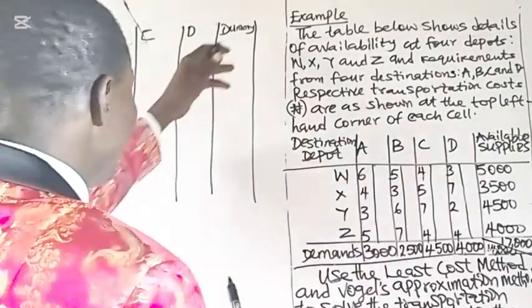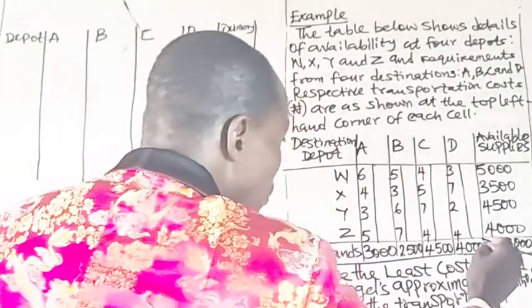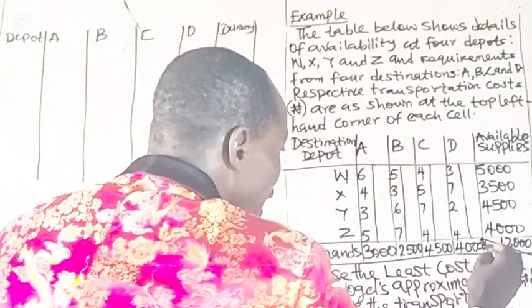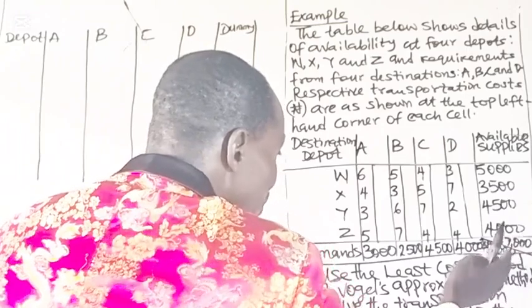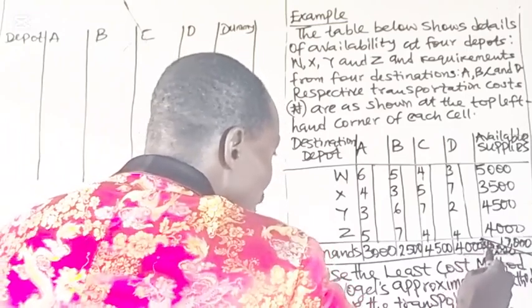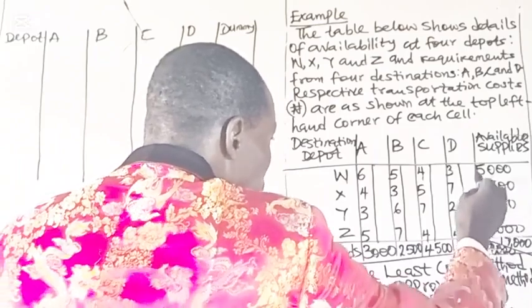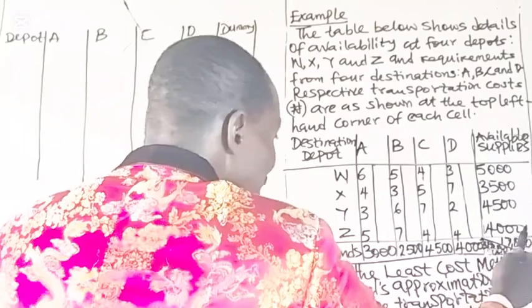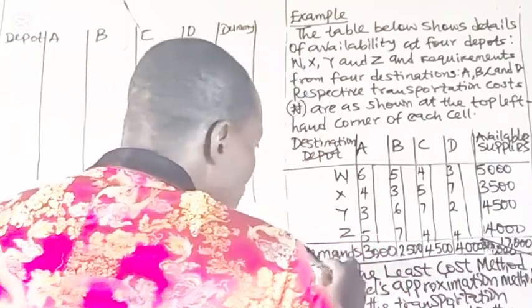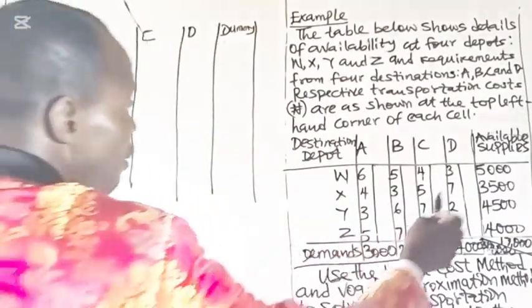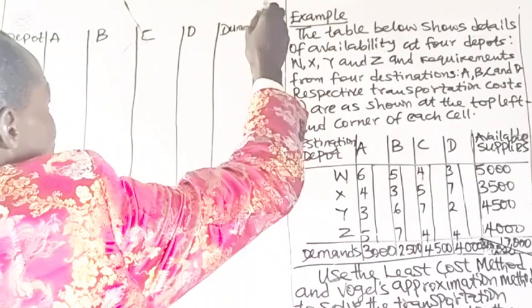So why am I adding dummy here? Because I want to have extra 3,000 here. So if I add 3,000 here to make this row equal to 17,000, then you will now introduce your dummy like this. But if this is greater, that means your dummy will be added horizontally. So we have supply, available supply.